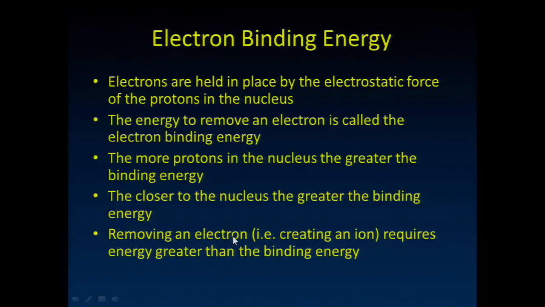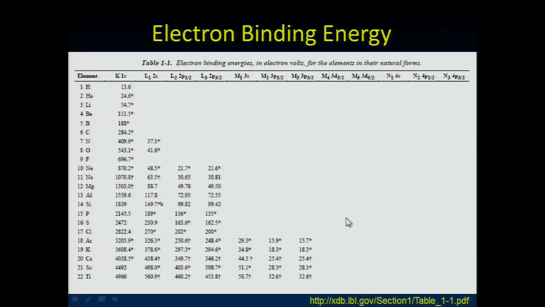So removing an electron requires an energy that's greater than that binding energy. If you don't have an energy greater than the binding energy, you can't remove the electron from the atom. And I put this list of binding energies here, not because I want you to memorize anything from them, but I want you to look at the number for hydrogen. What if I want to take an electron from hydrogen?